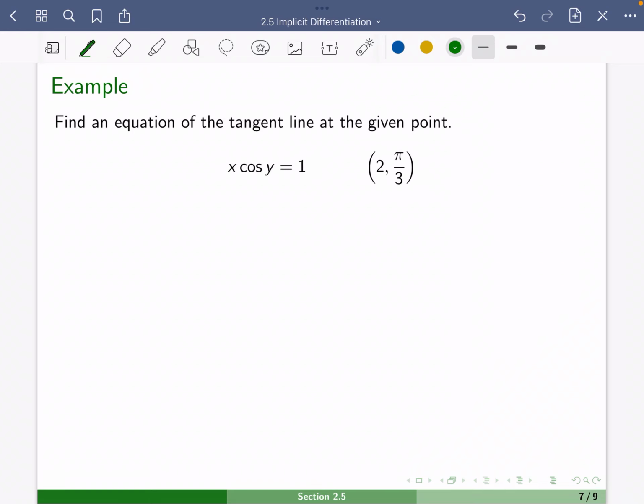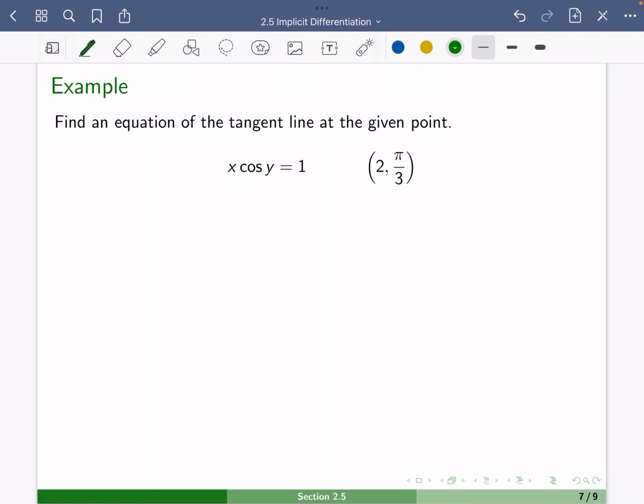In this video, we are going to look at an example where we are going to find an equation of a tangent line at a given point, but the function that we are going to look at is going to require us to use implicit differentiation, or at least we're going to use implicit differentiation. So let's look at our function.